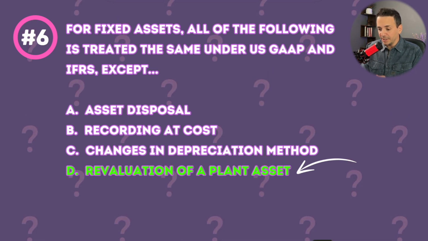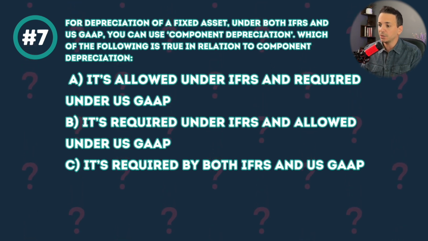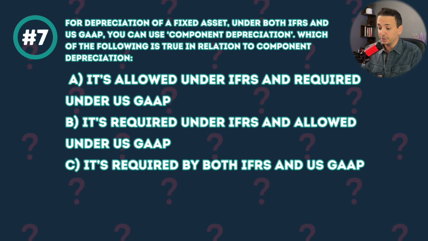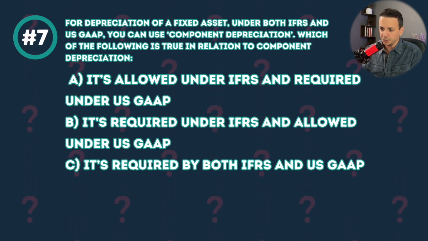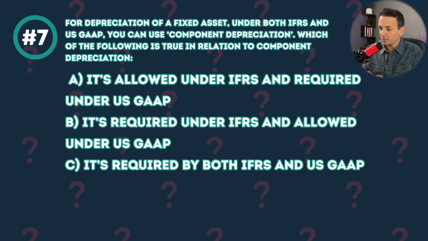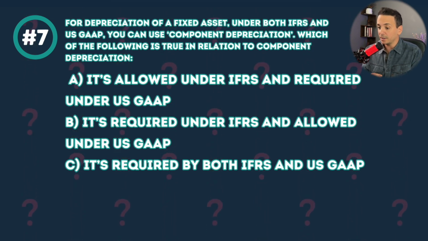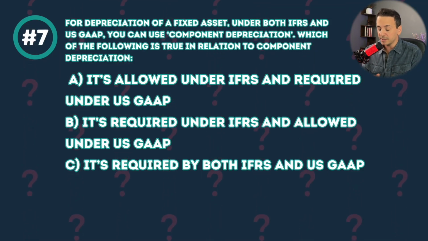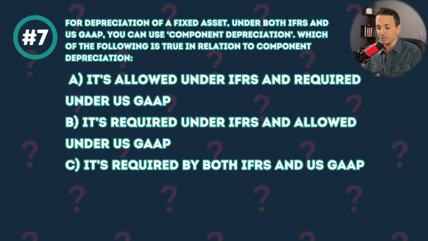All right, let's go on to the next question. Question number 7. For depreciation of a fixed asset under both IFRS and US GAAP, you can use component depreciation. Which of the following is true in relation to component depreciation? A, it is allowed under IFRS and required under US GAAP. B, it is required under IFRS and allowed under US GAAP. Or C, it is required by both IFRS and US GAAP. And let's begin a 10-second counter.